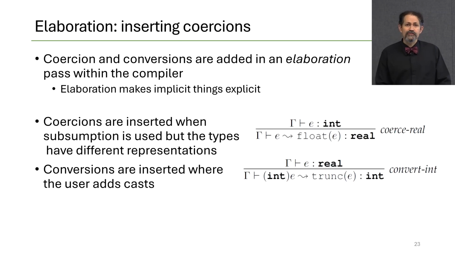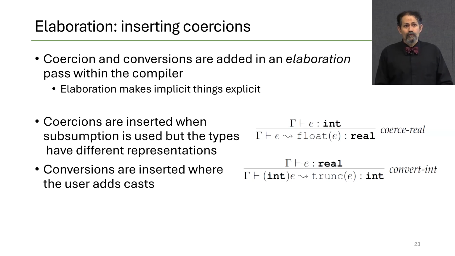We can look at how coercions are inserted into source code using an elaboration procedure. Typically, the elaboration will be a pass within the compiler, and what it does is it makes implicit things explicit. In this case, elaboration is driven by the types that we see, and we add a coercion wherever we need to make types match up, assuming a coercion is defined. So coercions are inserted when subsumption is used, but the types have different representations. For example, there's a subsumption relationship between int and real. We can treat an int as a real, but they have different representations, so we actually have to do something when we make that conversion.